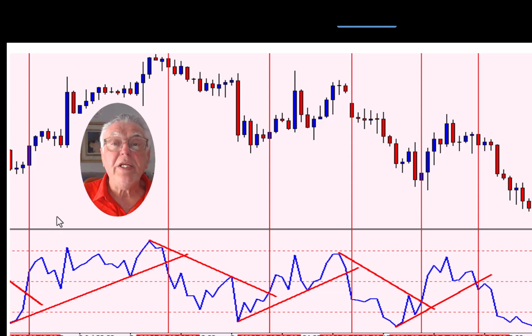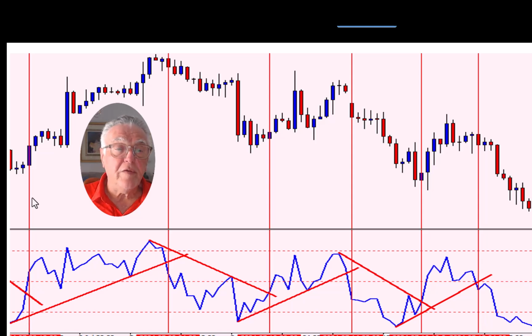But essentially, that is how simple it is. Use the RSI. The RSI is also set for 4. It uses a 4 period. That makes sure that it goes overbought and oversold all the time. And here you can see how well these signals have worked.